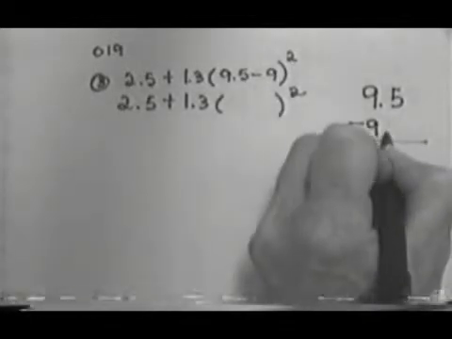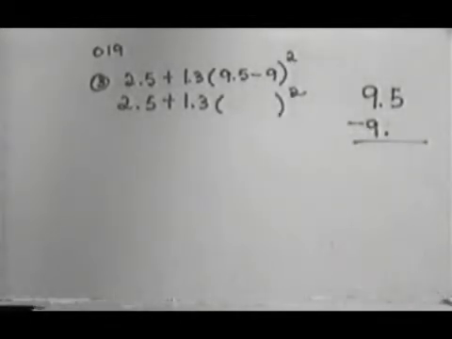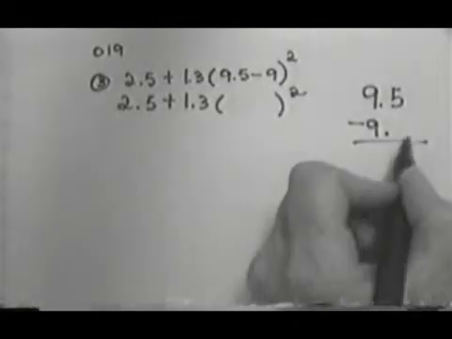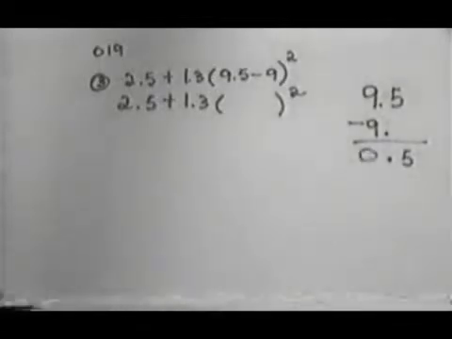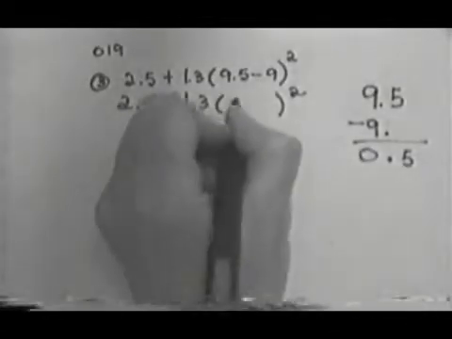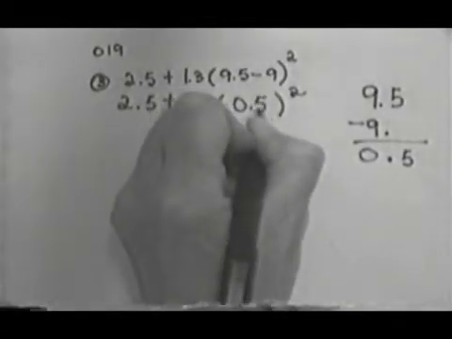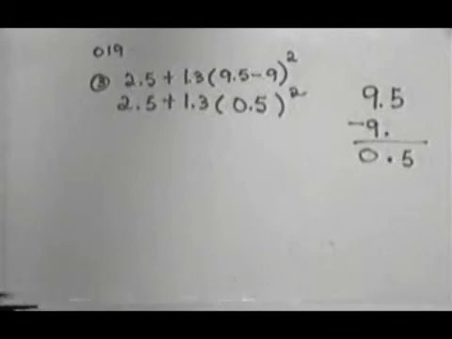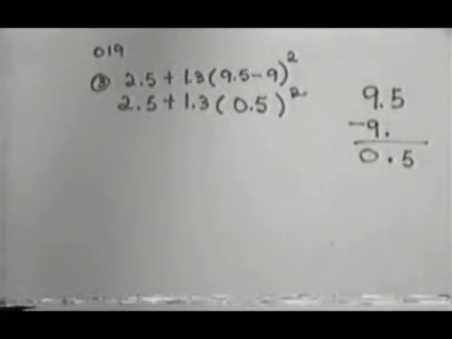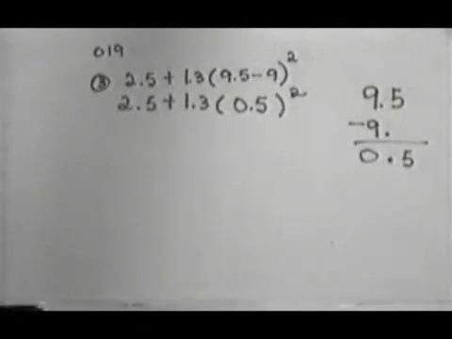9 is a whole number, so we need to line it up with the other whole number, keep our decimal straight, and when we subtract, we get 0.5. So our answer inside of our parentheses is 5/10. So we've completed our work inside of our parentheses, and we're now ready to move outside the parentheses.